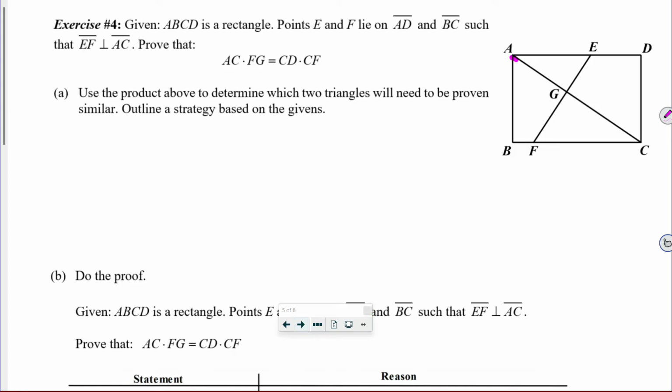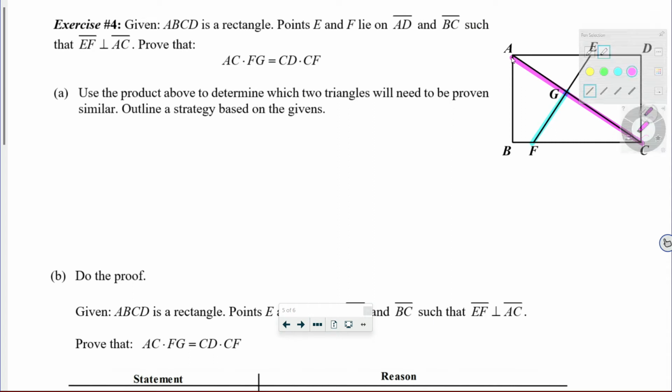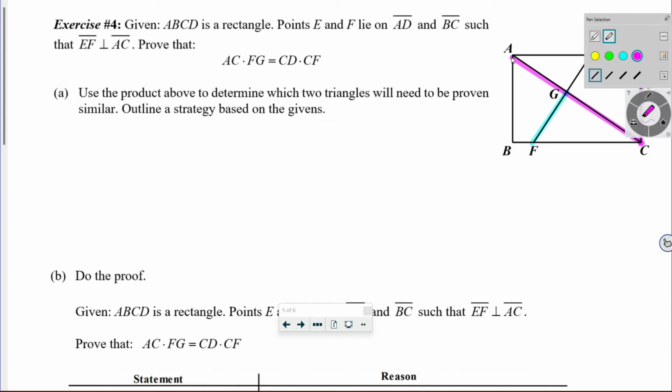So I need to get AC involved, all right? I need to get FG involved. I think I'm going to go with a different color here. I would alternate colors as I do this. Then I'm going to get CD involved. And then I'm going to get CF involved.